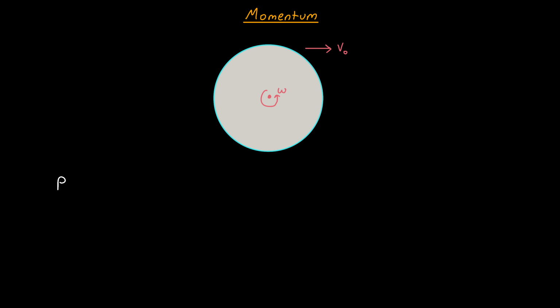So to find the momentum, we're going to actually end up doing an integral over all of the infinitesimally small momenta corresponding to all of the infinitely many points on this disk.